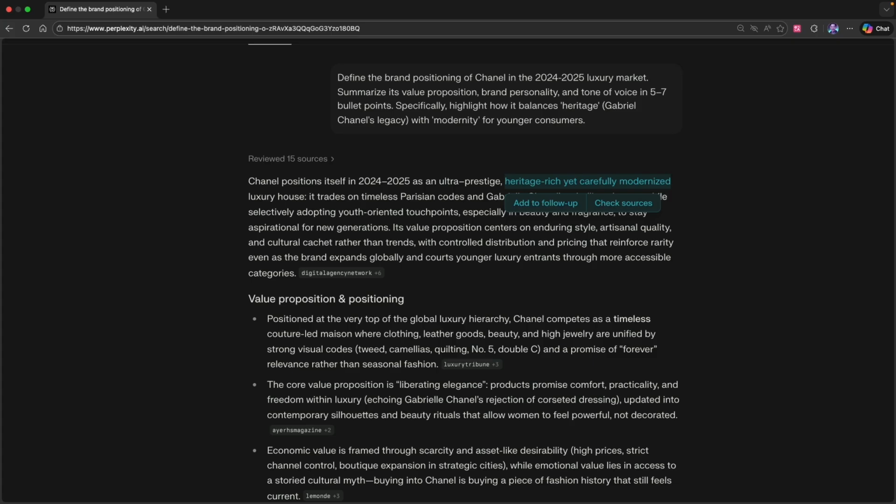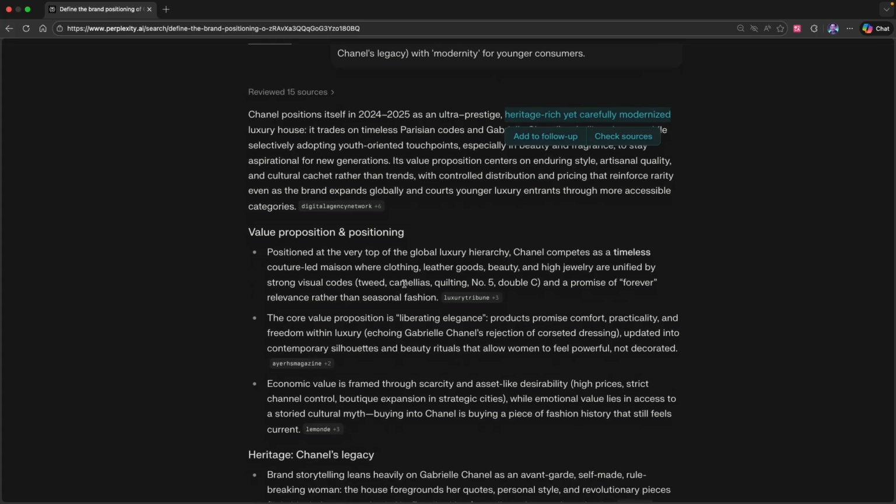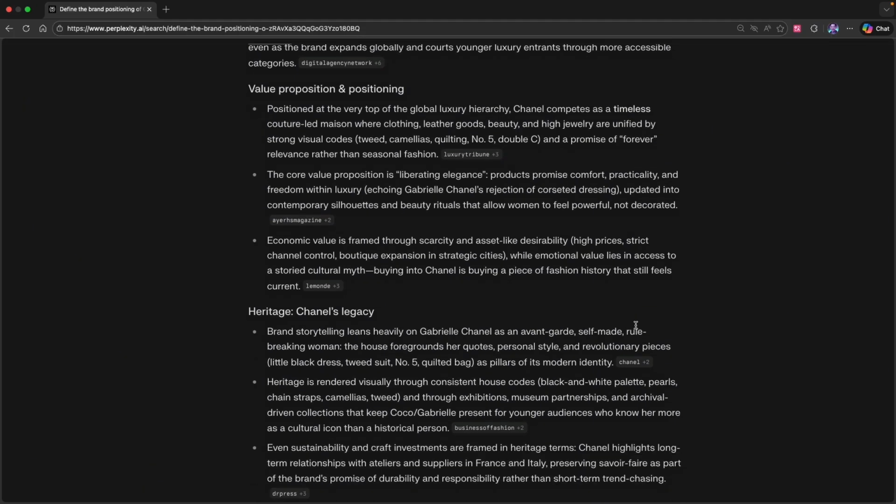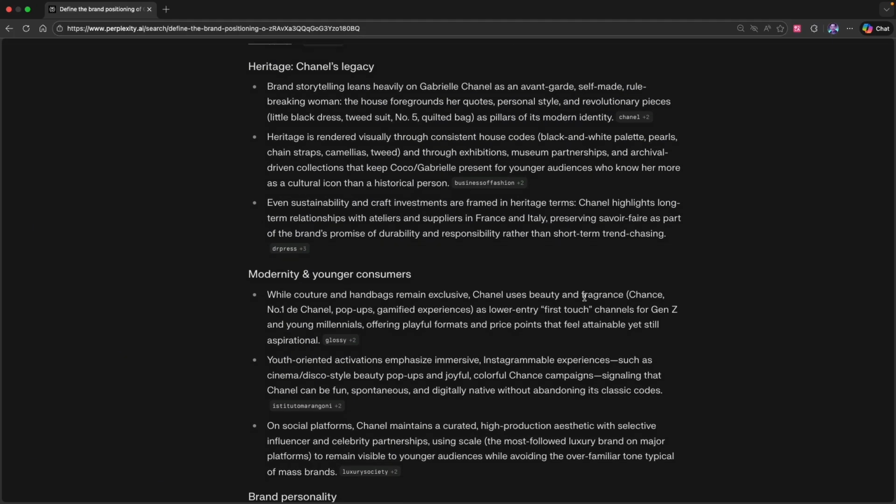This is key. On one hand, they sell the myth: Gabriel Chanel, the tweed, the camellias. That is the forever promise. On the other hand, they use beauty and fragrance as the entry point for Gen Z. So when we plan our content, we must balance these two worlds: the legend for the dream and the lipstick for the traffic.